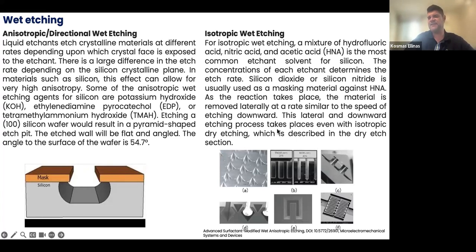In most of the cases, wet etching results in highly isotropic shapes. But as you can see here, if we do the correct combination between the etchant and the material, we can also have some vertical shapes like the ones shown here.